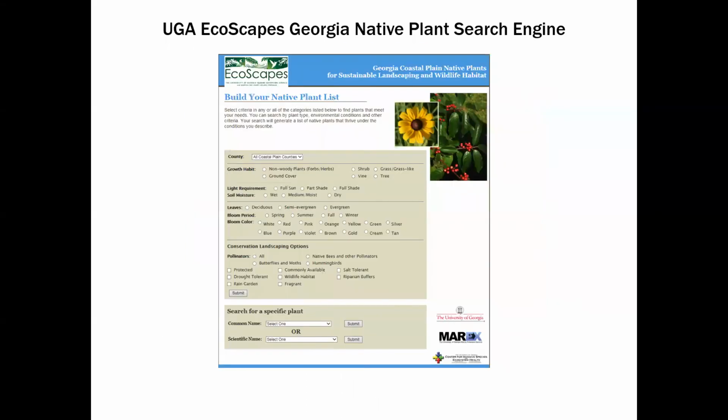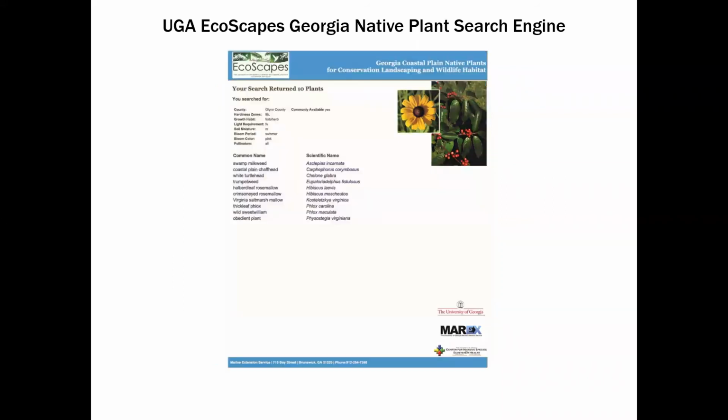So that will be out hopefully in the fall and will serve as more extensive science-based guidance in selecting these salt-tolerant landscape plants. But before that, I also want to bring up the fact that we have our UGA EcoScapes native plant search engine, where you can choose under the conservation landscaping options in the middle, you can choose salt tolerant. And once you provide the information of your county and very specific information on your site conditions, then you select salt tolerant, you will ultimately get a list of species that fall within those choices you selected.